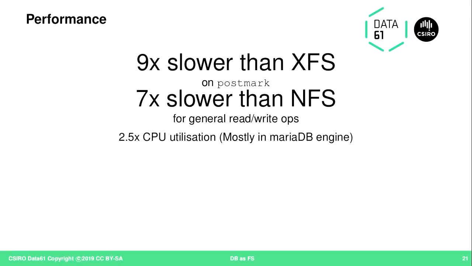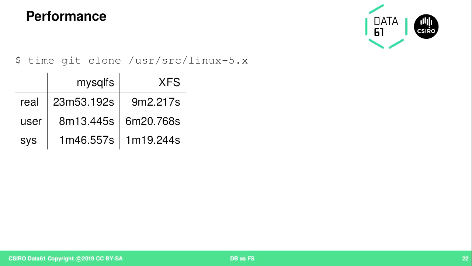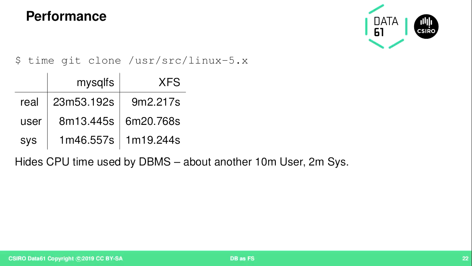But CPU utilization is 2.5 times higher, mostly in the database engine. To give you an idea, git clone on the Linux source tree, comparatively, on XFS it's a real time of 9 minutes, 23 minutes on MySQLFS. But if you look at the user and system time, it's comparable. That's because the CPU time used by the database management system is much, much higher. And so that's where all the time's going.